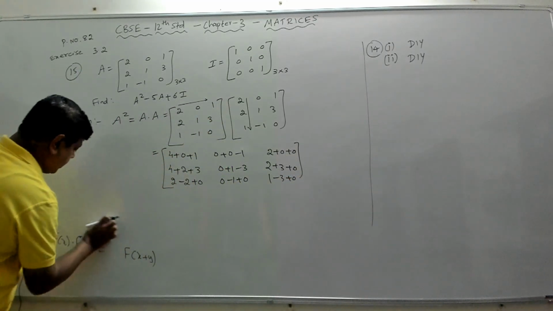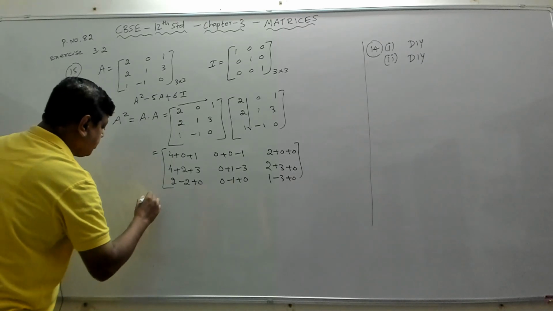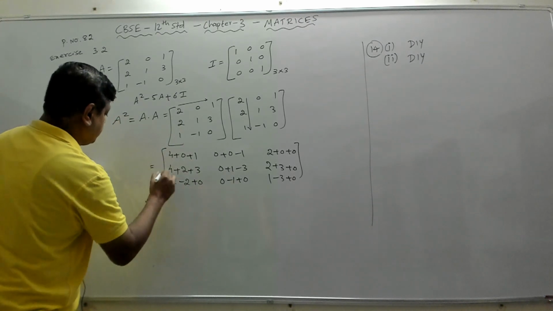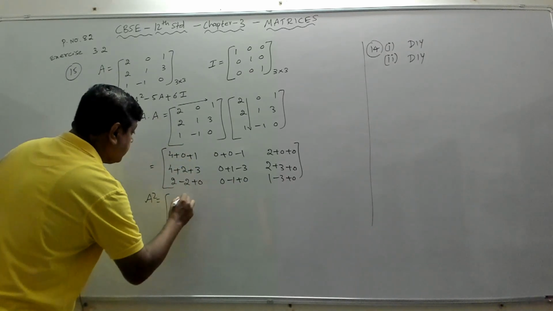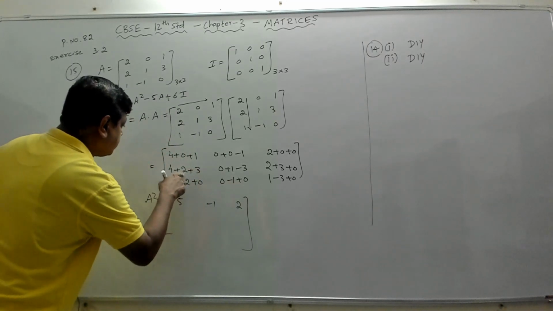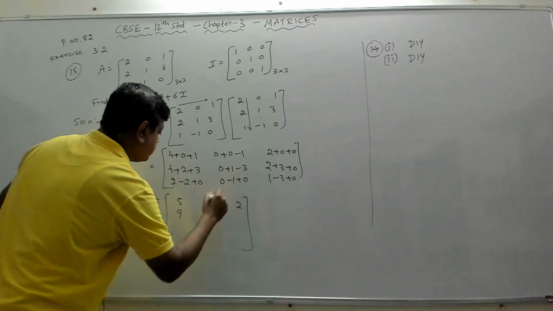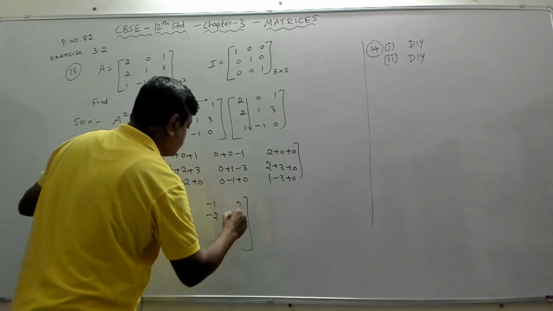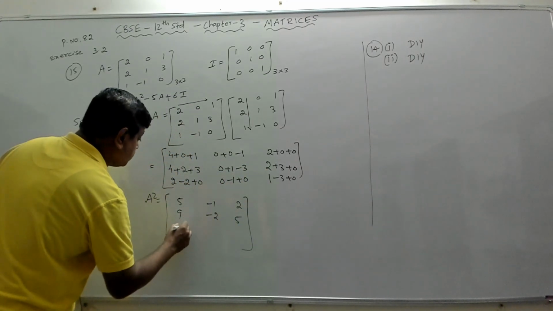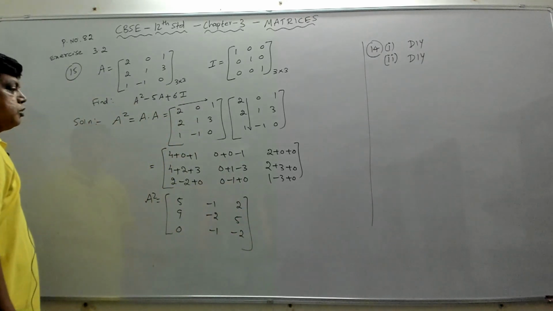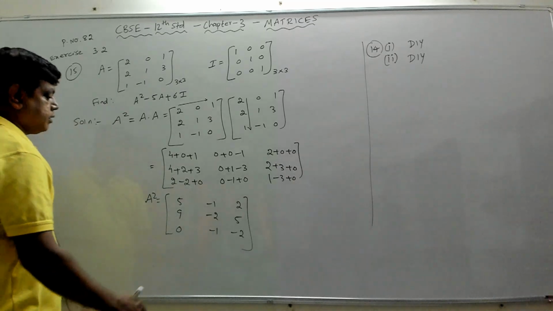So what is our A square? So A square is going to become, you get 4 plus 1, 5, minus 1, 2, and this is 5 plus 4, 9, 3 minus 1, minus 2, 1 minus 3, minus 2, 2 plus 3 is 5, 2 minus 2 is 0, this is minus 1, this is minus 2. So this is your A square matrix.